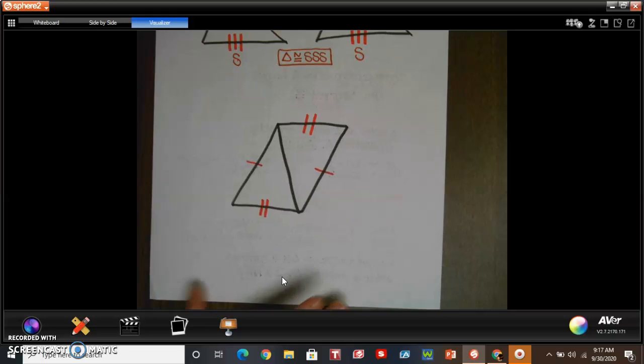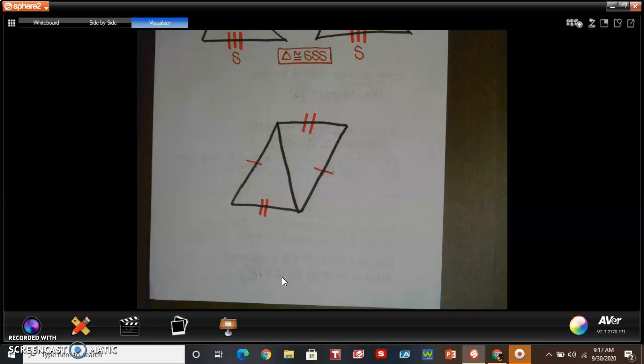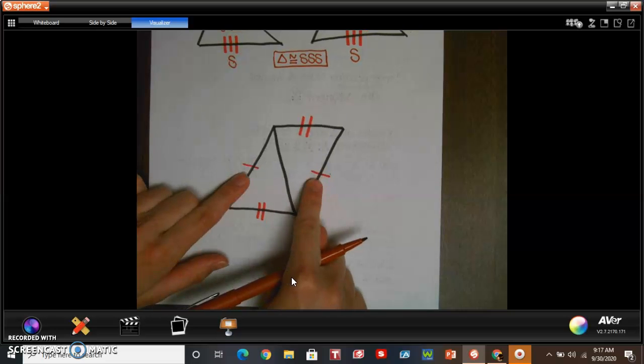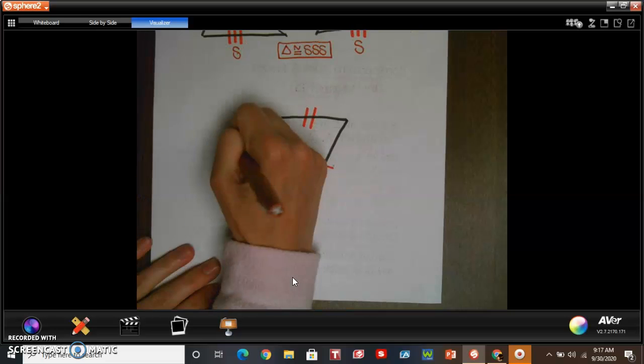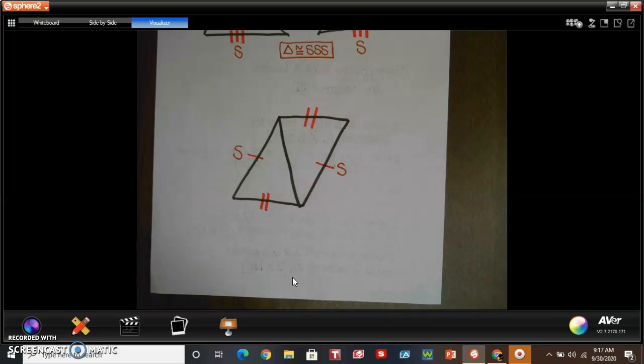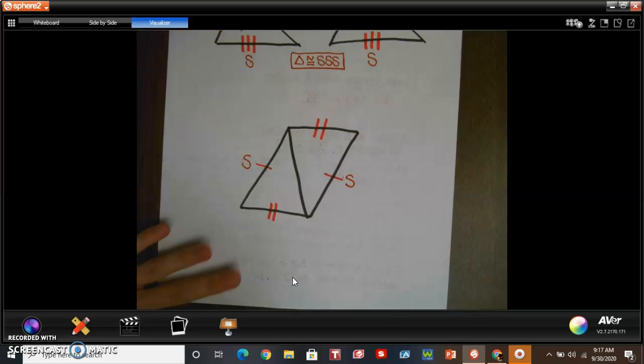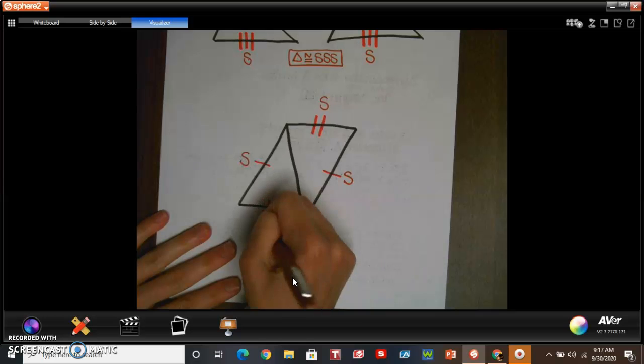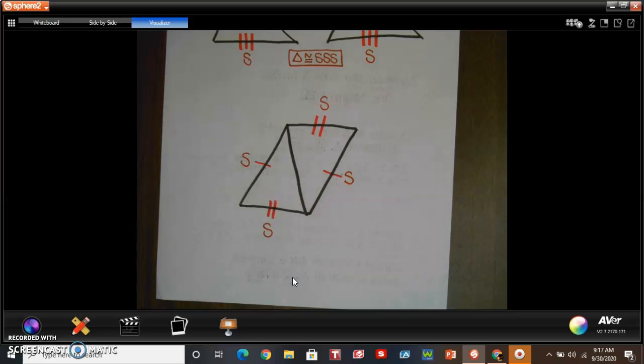So let's talk about what's going on in this one. Again, if they have matching dash marks, we're going to label them S. See how both of these have one dash mark? We're going to label them S for side. See how both of these have two dash marks? We're going to label them S for side. And if you're like, well, there's no other dash marks, but there's another bit of information we have here.